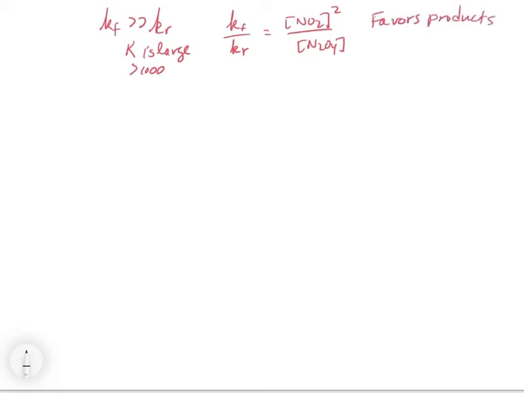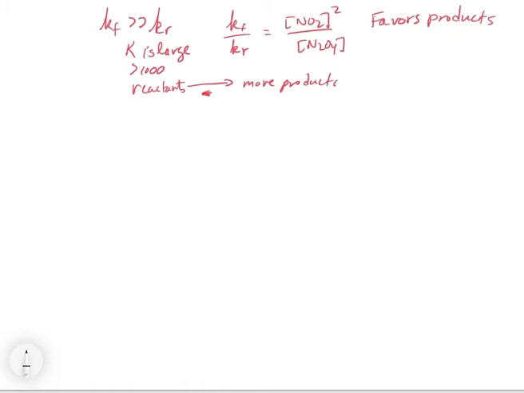And that makes sense, right? So if you think about this, if we're favoring the forward, so if the forward is much larger than the reverse, the forward is going to dominate, and we're going to have more products at equilibrium than we are reactants, because when this reaction settles down, we're going to wind up having a preference for the products, because the forward is so much faster than the reverse that it's going to allow for the products to build up relative to the reactants.